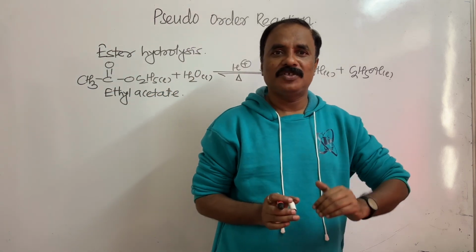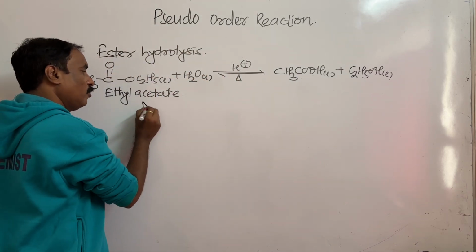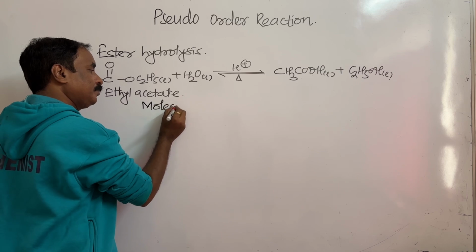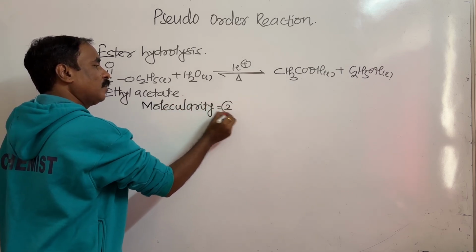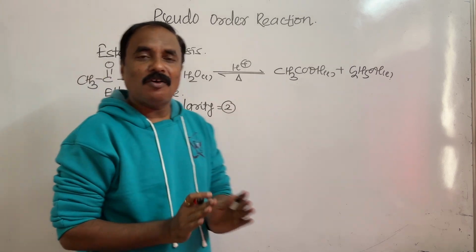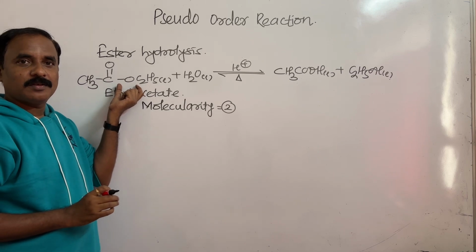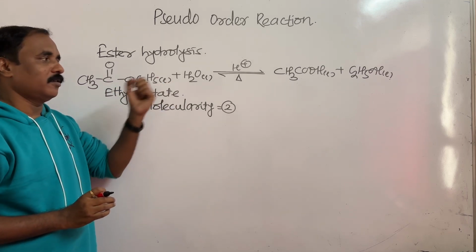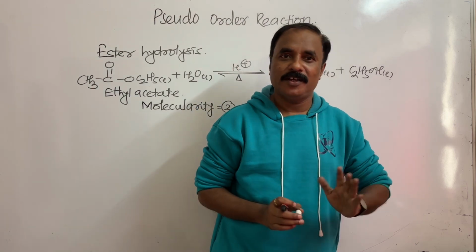So before order of this reaction, tell me what is molecularity of this reaction. Yahan par molecularity 2 hai. Molecularity is 2. And it looks like second order reaction. Yahan par do reactants hai, ester, that is ethyl acetate and water. And it looks like second order kinetics, second order reaction.